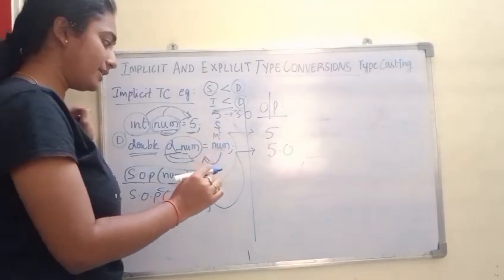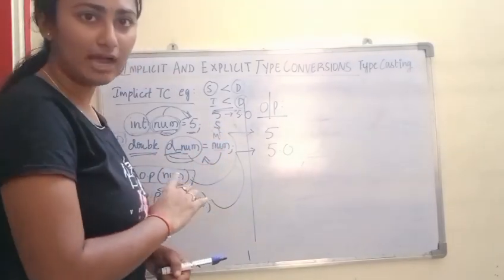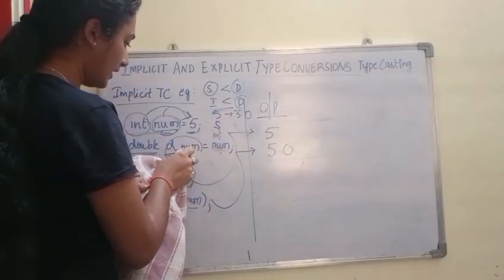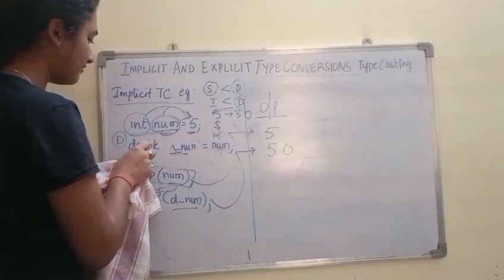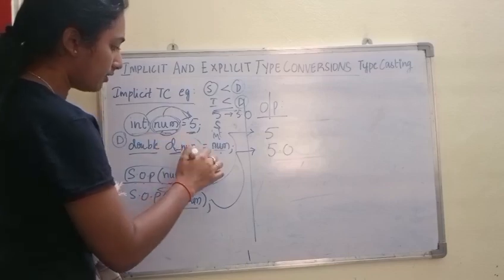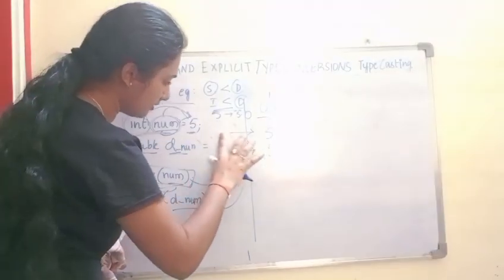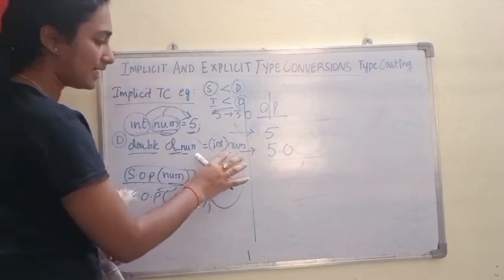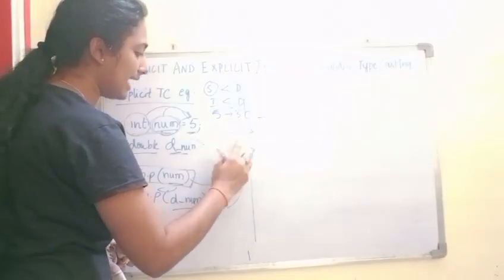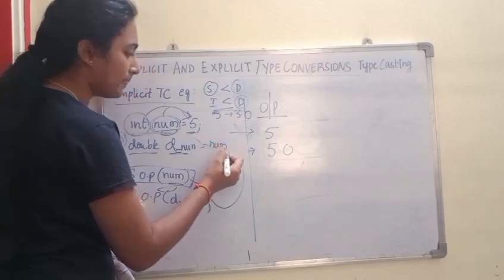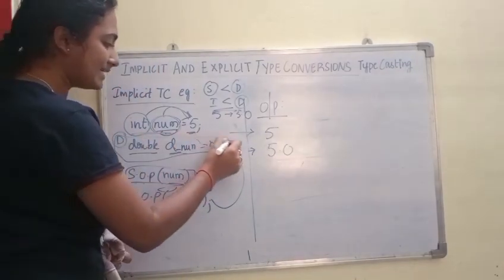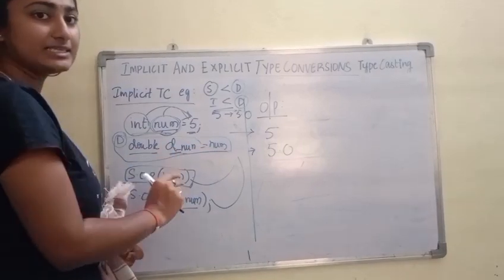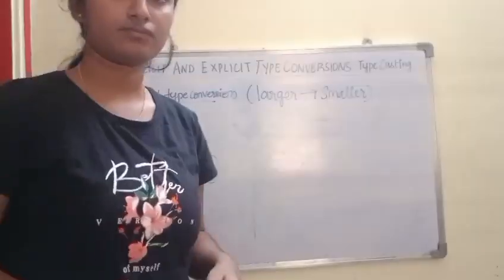This is done automatically. We are not trying to change it. We are not explicitly defining it again. We are not converting it. Here we are not writing it as int of num. We are not explicitly converting it. We are just writing it directly as num. Here it is automatically widening. The smaller value is becoming the larger value. This is called implicit type conversion.